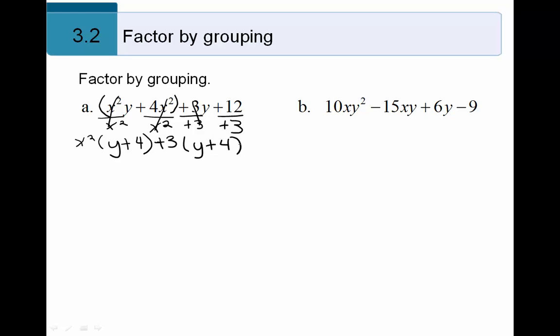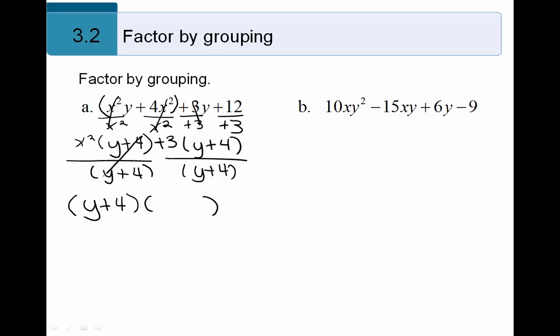And now look at what we have here. We have what looks like what we had in the previous problems we just did. Notice our first term is x squared times y plus 4, and our second term is 3 times y plus 4. So each of those terms has a common binomial factor that we can now factor out of there. So we'll factor out a y plus 4, and then to figure out what goes in parentheses, we'll divide each of those sides by y plus 4. And you'll be left with x squared plus 3.